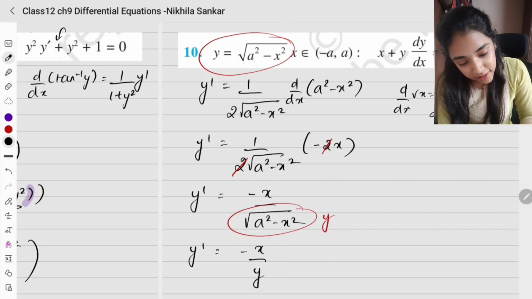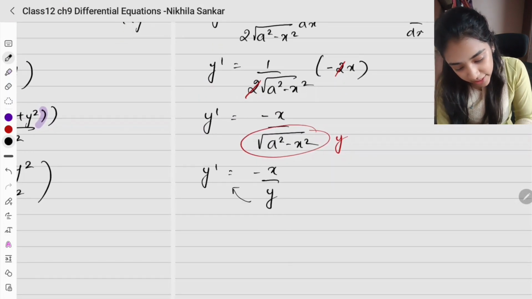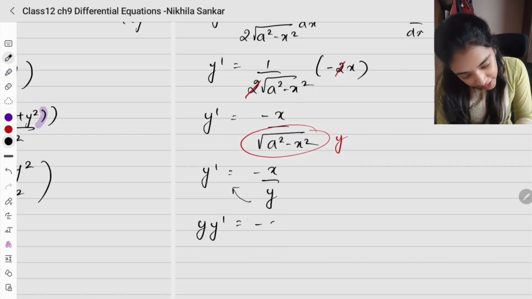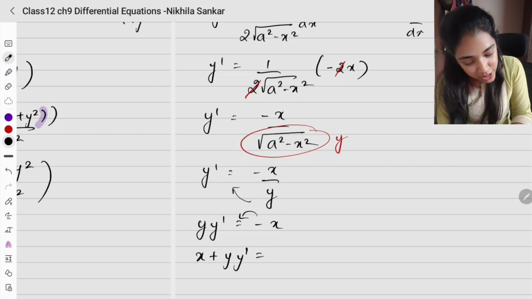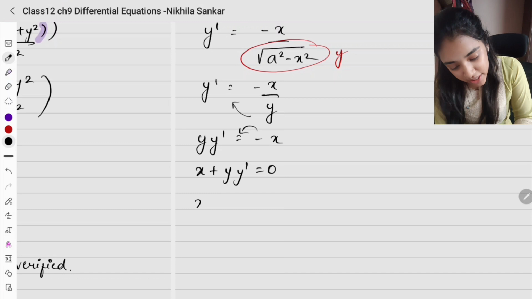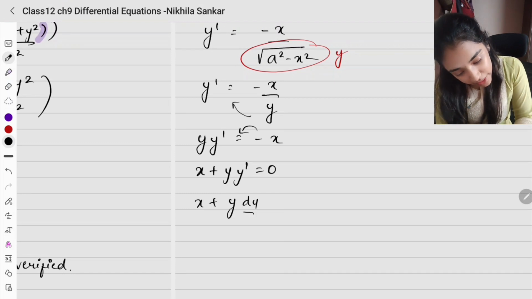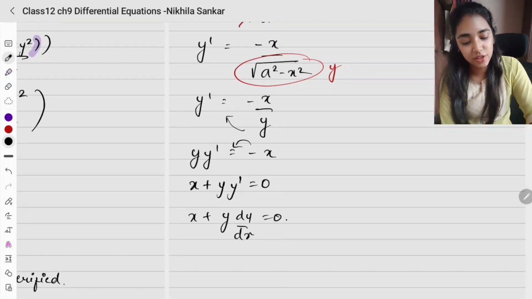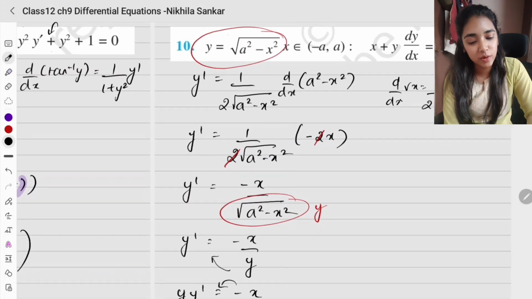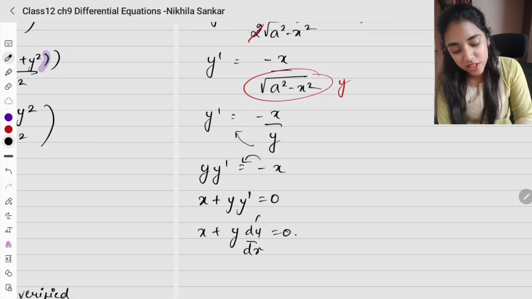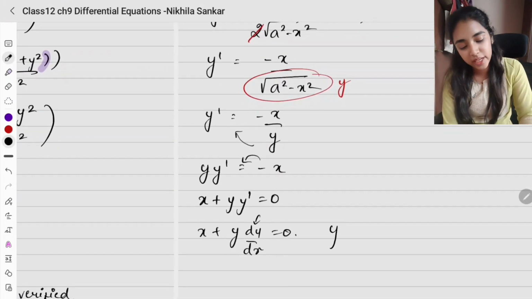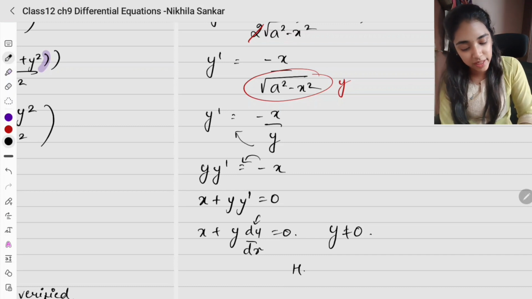When I multiply the y here, I'll have y dash equals minus x. Bringing the x to the other side, I have x plus y dash equals 0. Y dash means dy by dx. However, it is asked in the question, so I have changed it to that form. So x plus y dy by dx equals 0, where y is not equal to 0. If y is 0, the differential equation fails. So y not equal to 0 is also important. Hence verified.